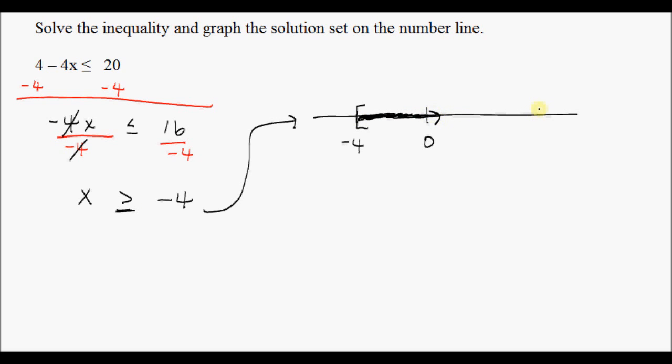The interval notation is going to fall right from the graph here. So the interval is going to have a negative 4 on the left side of the interval. It's going to have a bracket to match the bracket on the graph. And then the right side of the interval is going to be positive infinity, because we're heading in the positive direction forever. We always have parentheses next to infinity. So there's the solution in interval notation, and there's the graph.